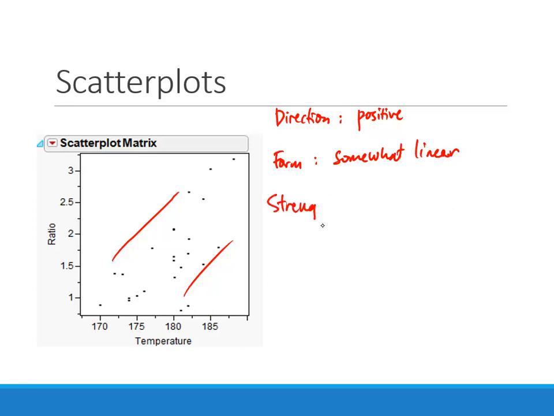What is the strength of this relationship? Is that weak? Is it strong? Yeah, I would say it's moderate to maybe weak. It's not overly strong, just by looking at it anyway. And then, are there any unusual features that you would be concerned about with this data set just by looking at the scatter plot?